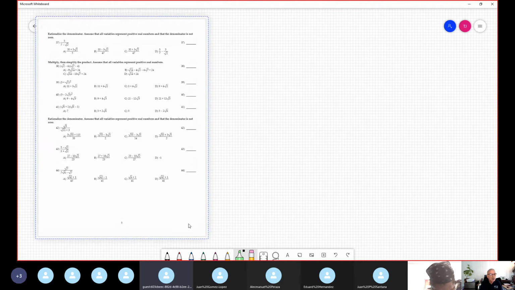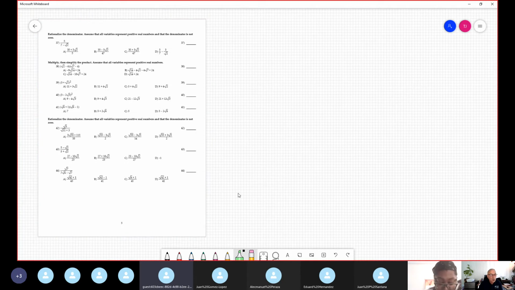Enlarge a little bit. Okay, this is another completely different idea. Look, let me show you in detail. Okay, in this case, rationalize the denominator. So you have one expression. Look, 37 is 5 over 7 minus radical 2. And so I need to do something in order to rationalize. It's the idea, rationalize.